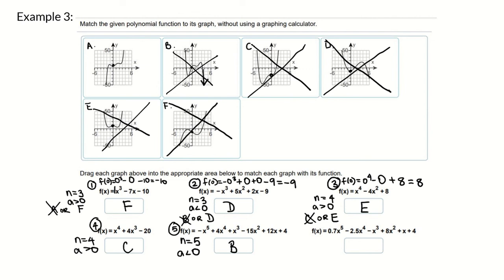And then finally, equation 6 has degree 5 and positive lead coefficient. So we're looking for ends that are opposite because of the degree, and a right end going up because the lead coefficient is positive, and our final graph A meets those requirements.